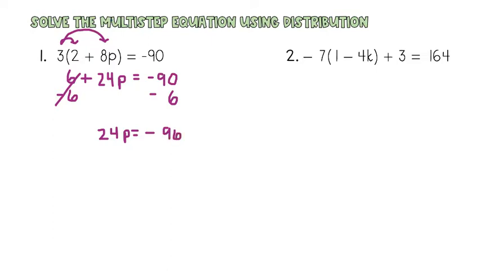Reading this all together, 24 times p is equal to negative 96. So the inverse operation of multiplication would be to divide. 24 divided by 24 gives us 1. So p is by itself. And a negative 96 divided by a positive 24 is going to give me negative 4.